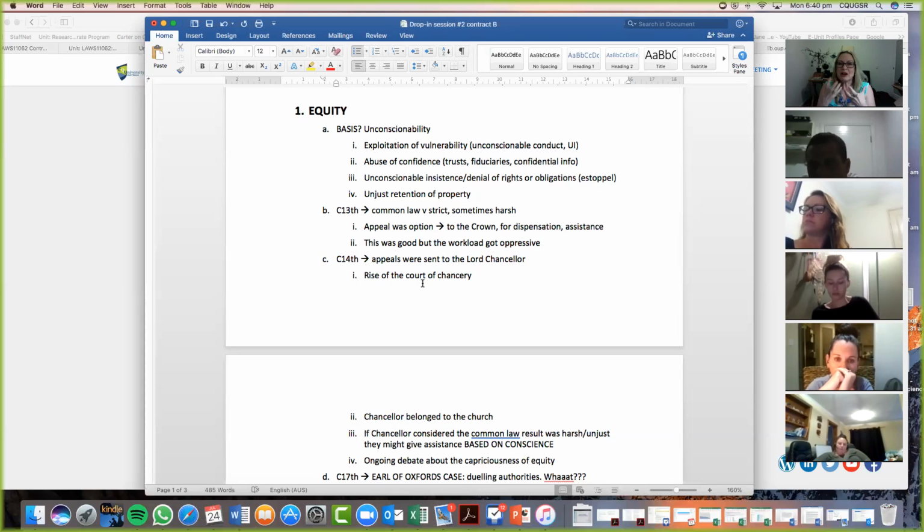Okay, so we've already kind of brushed up against the fungible, kind of spongeable nature of equity. It looks around at the circumstances and says, well, what really should be happening here? And it tends to tailor a result to that perceived need. So that is the whole basis of equity. Unconscionability.